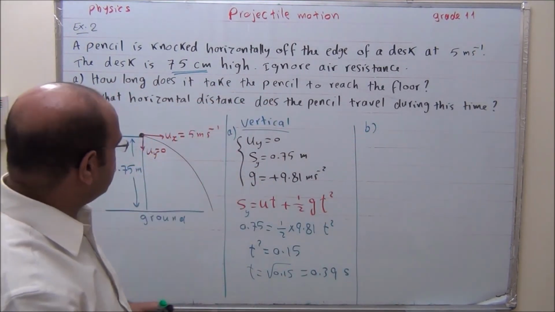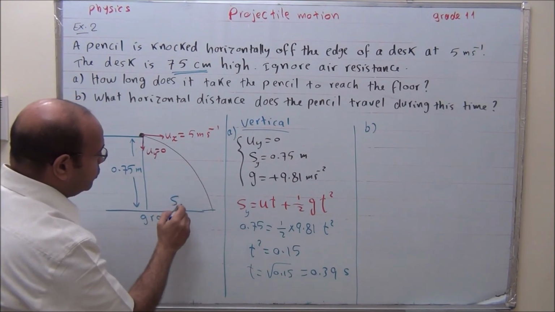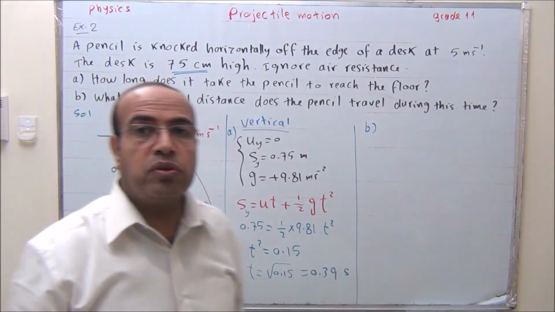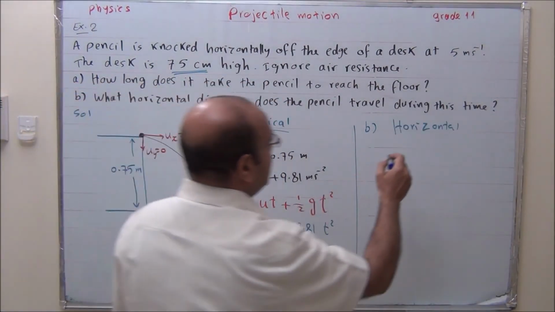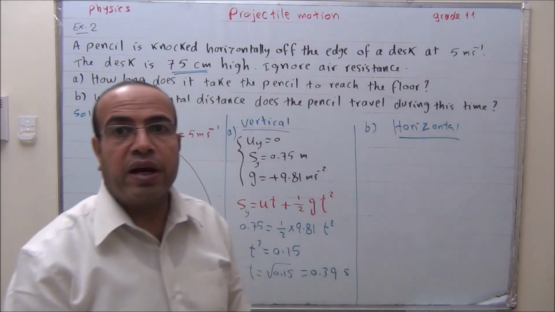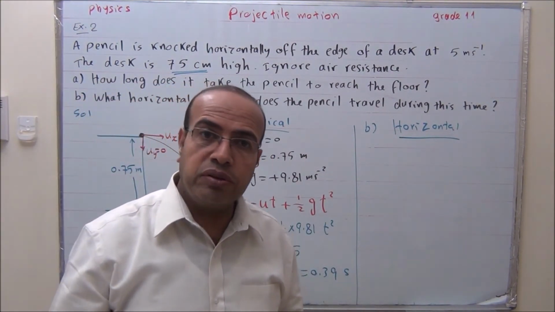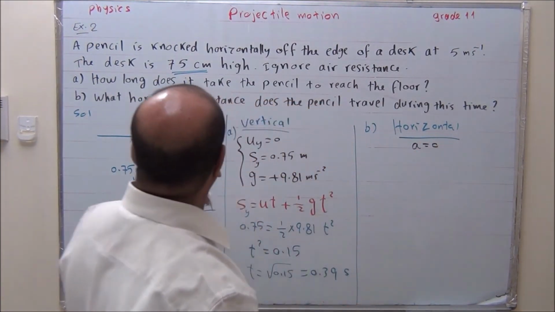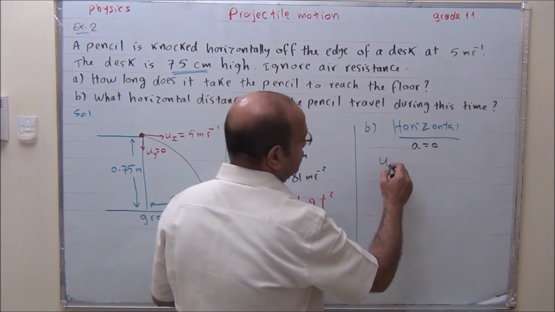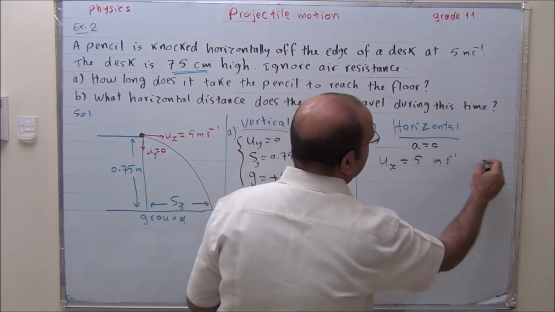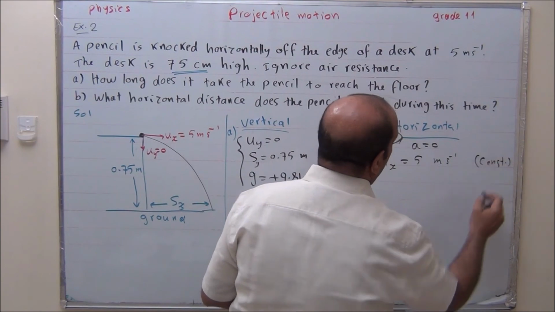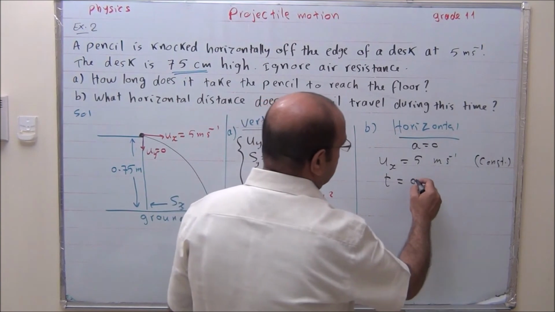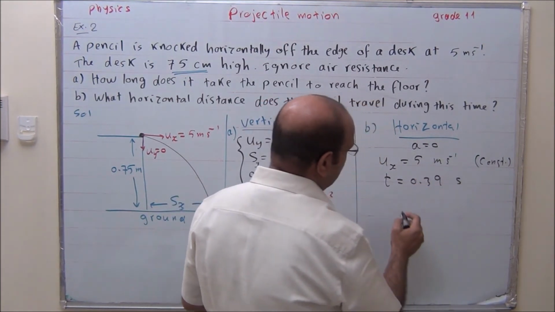The second part, what horizontal distance? So we need Sx, the horizontal distance. So we talk about the horizontal motion. What do we have in horizontal motion? We have the initial velocity, which is constant. Remember, in horizontal motion, the acceleration equals 0. We have ux equals 5 meters per second. Remember, it's constant. Also, we have the time. The time now is given, 0.39 seconds.